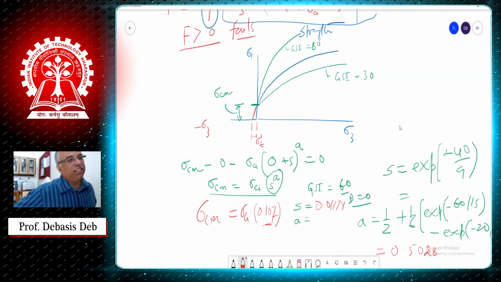For GSI 60, it is more or less 25% of the intact value. So this equation has been modified in a different way, but it is still a huge reduction, about 75% reduction. That is what they are doing.